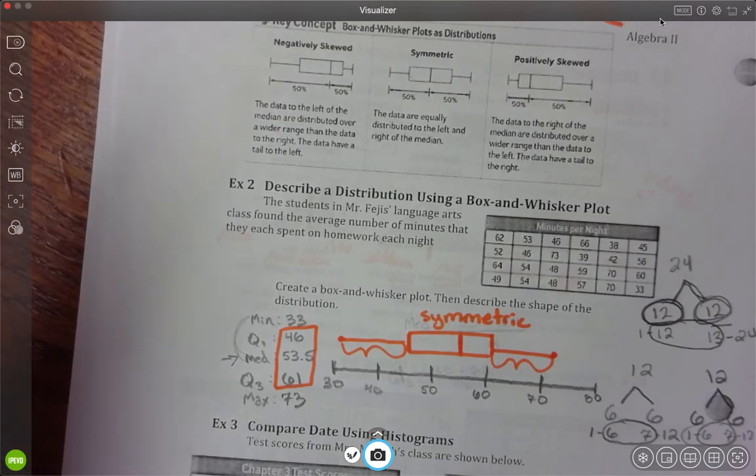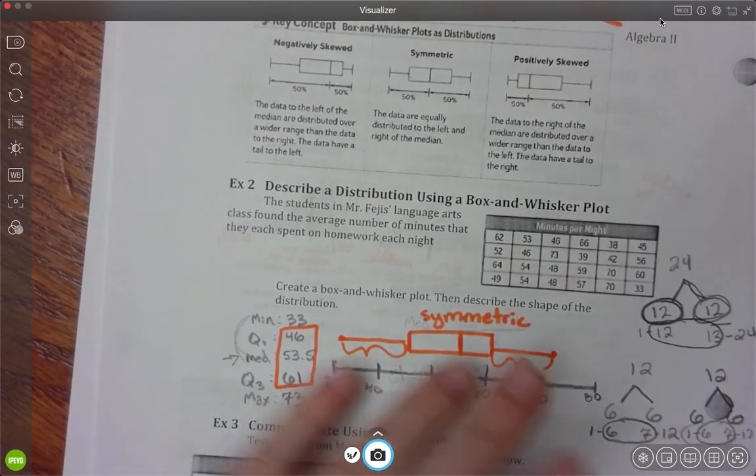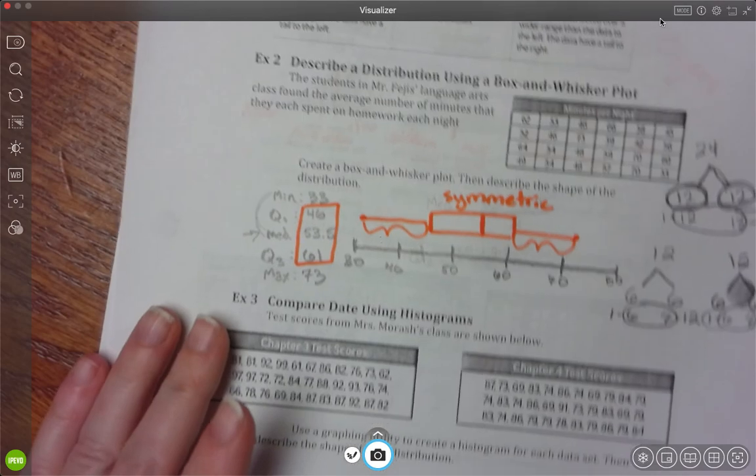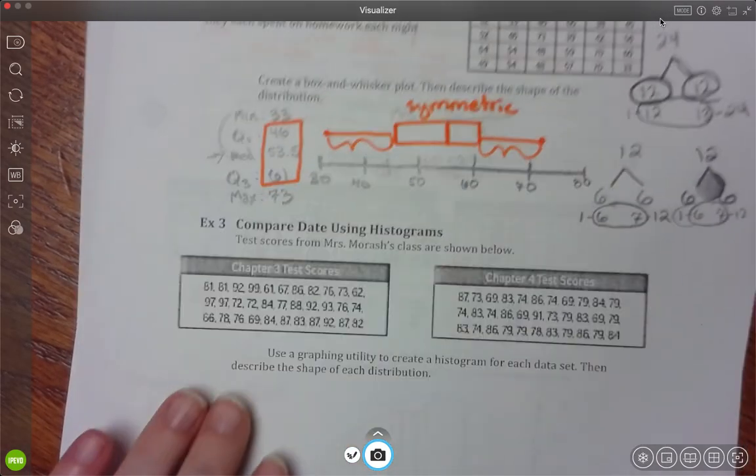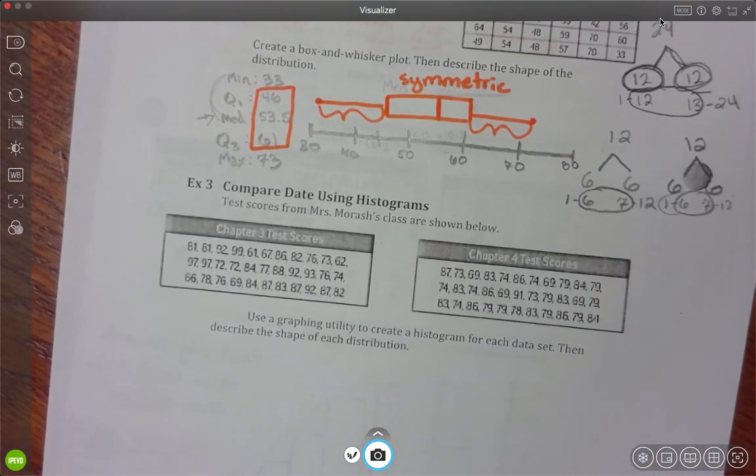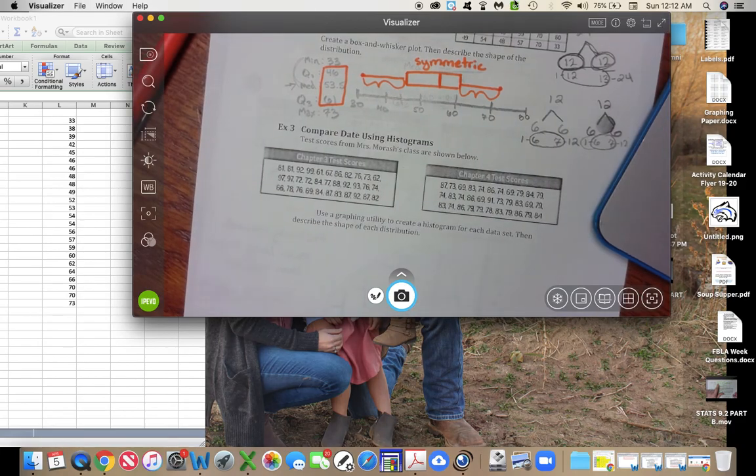So just looking at that data, we can make a couple different graphs, and that can kind of help us to determine some things. In the next video, we're going to compare histograms, and then we're going to compare two box and whisker plots. So we'll save that for the next video, okay?